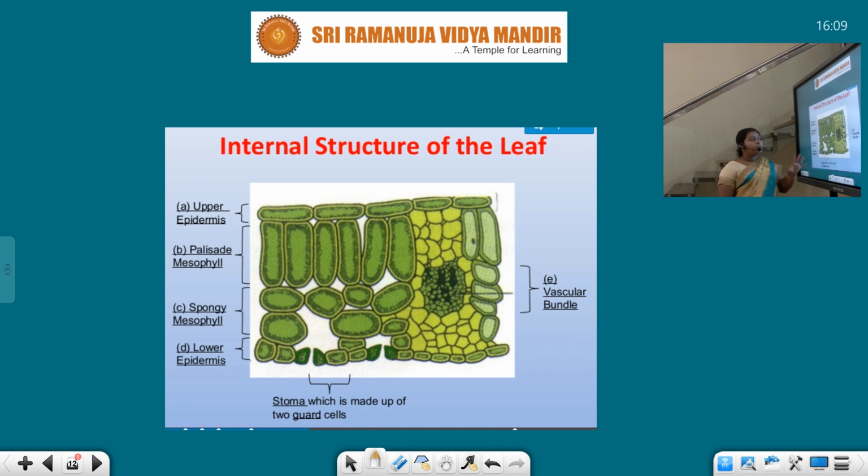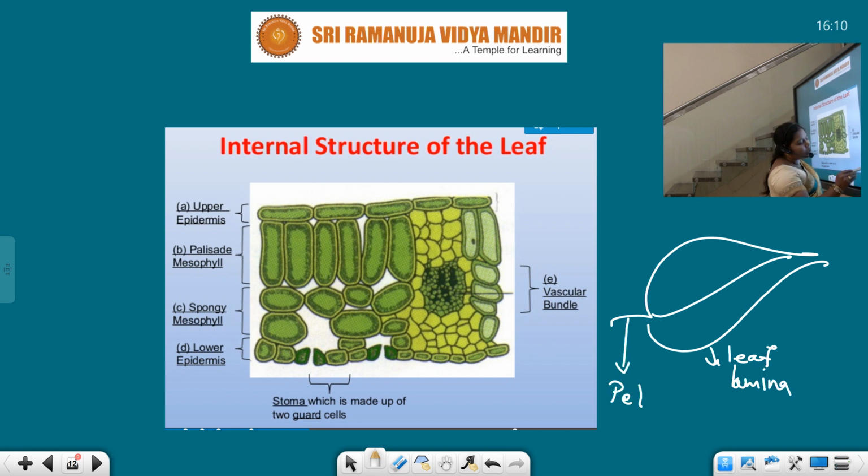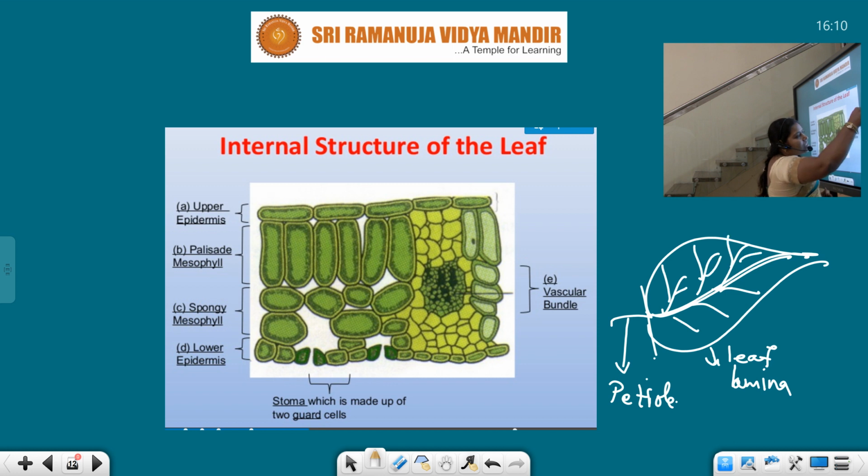So, this is the cross section of the leaf. Students, for example, this is the leaf. This is nothing but leaf lamina, and this is the petiole, and this is the leaf base, midrib, veins, and veins are further branched into veinlets.